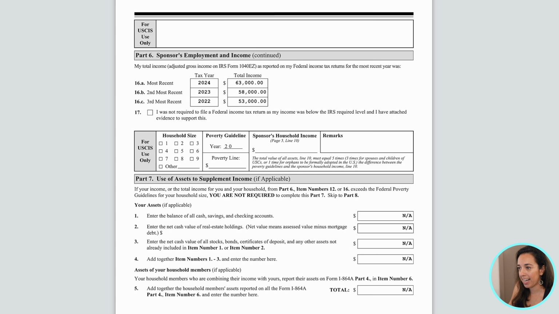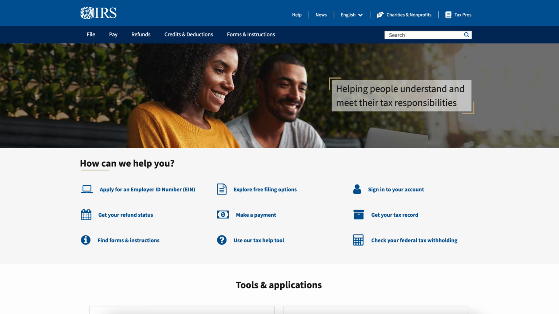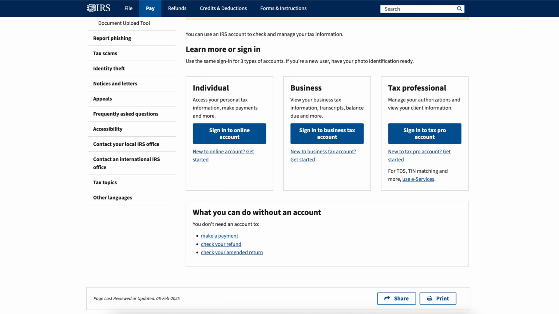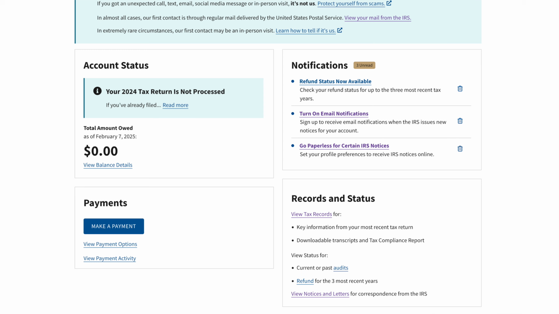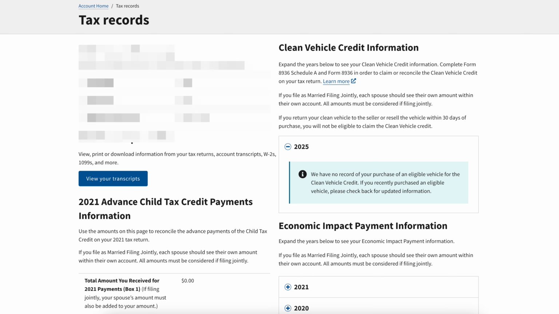To get your IRS tax transcript, you'll log on to irs.gov. On the home page, you'll click Sign into your account. You're going to select Individual, Sign into Online Account. You can either create a new account or sign into an existing one. Once signed in, you'll go on to the Records section and click on View Tax Records. You'll then hit the Get Transcripts Online button.